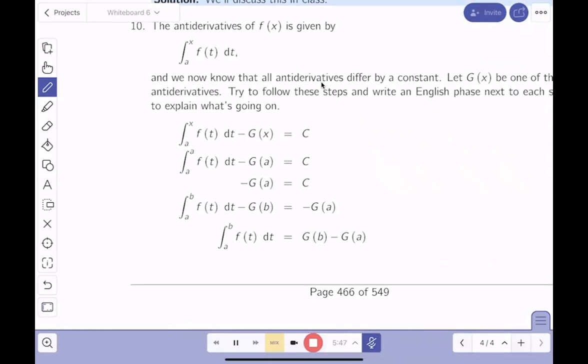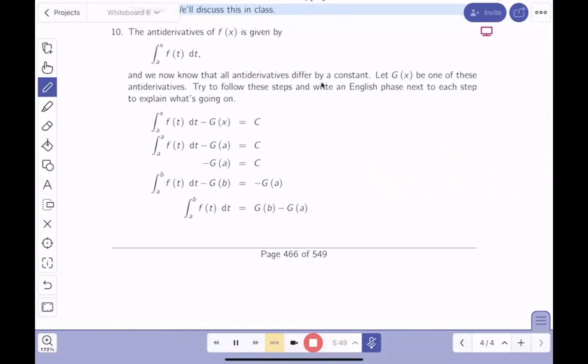All right. A little more difficult. Let me just talk through it, at least in the English steps of it. The antiderivative of f of x is given by this over here. And we know that all antiderivatives differ by a constant. We talked about that before, in an example prior. Let g of x be one of these antiderivatives. Not a bad idea to put down.